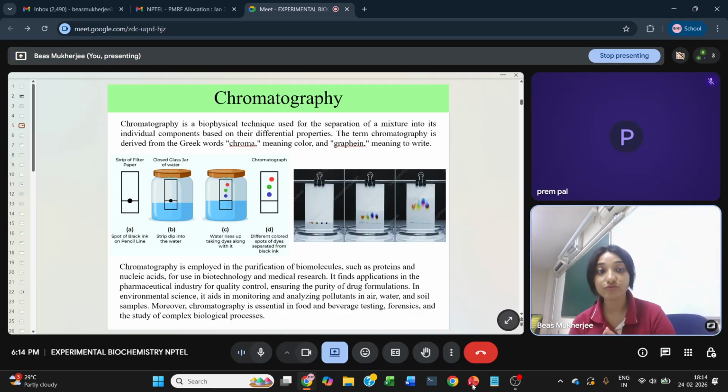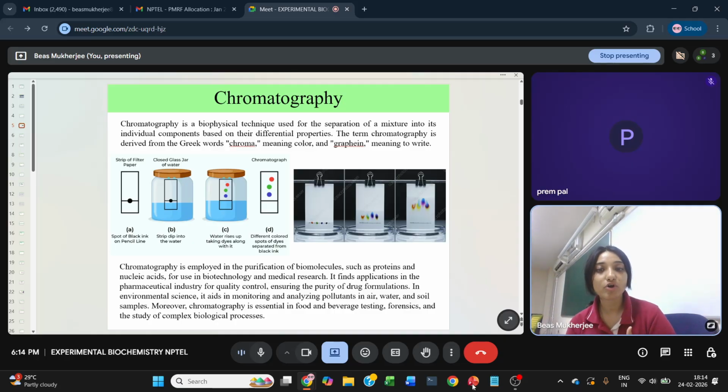Now if you look at these two figures, you will see that there is a strip of paper which has a mixture of different colors, and you dip it into a solvent. As the solvent is soaked up by this paper, the solvent rises and the colors are also rising and they are getting separated out. So that is what is happening in paper chromatography, right?